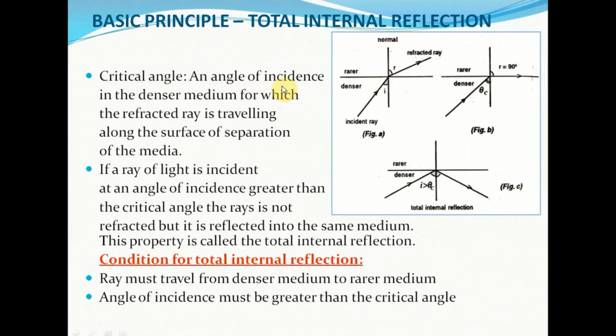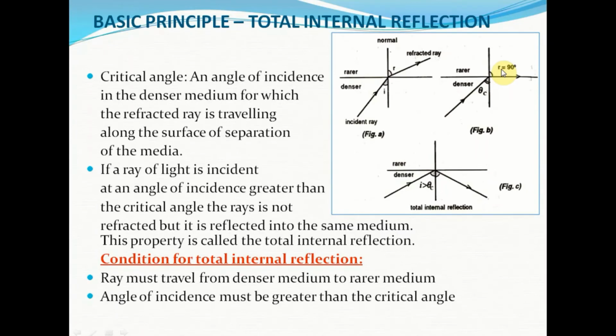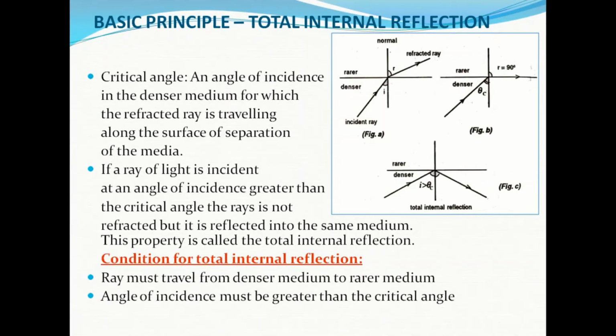Now we will go to the discussion on critical angle. So this is the denser medium and theta c is the angle of incidence for which the refracted ray is traveling along the surface of separation between two medias. This is the angle of incidence, and R is the refracted ray. Now the angle of refraction is 90 degree. So when R is equal to 90, that angle of incidence is called the critical angle. This is theta c.